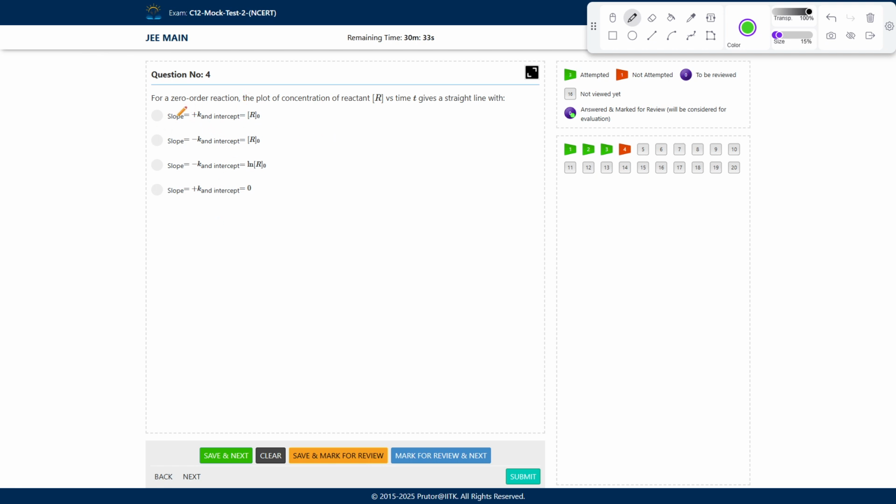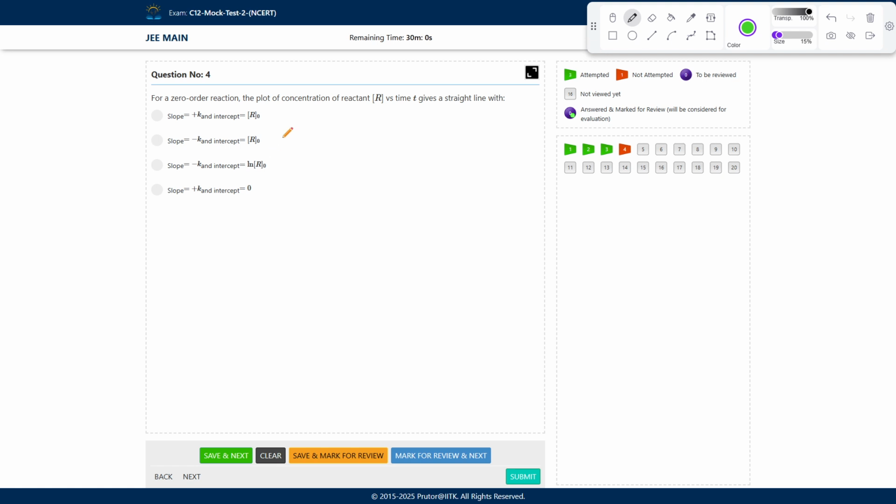In the first option, it is saying that slope is equal to plus k and intercept is equal to R naught. Second, slope is equal to minus k and intercept is equal to R naught. Slope equal to minus k and intercept equal to ln R naught, or slope equal to plus k and intercept equal to 0. Okay, so you have to tell the correct slope and the intercept for a zero order reaction plot of concentration of reactant versus time.